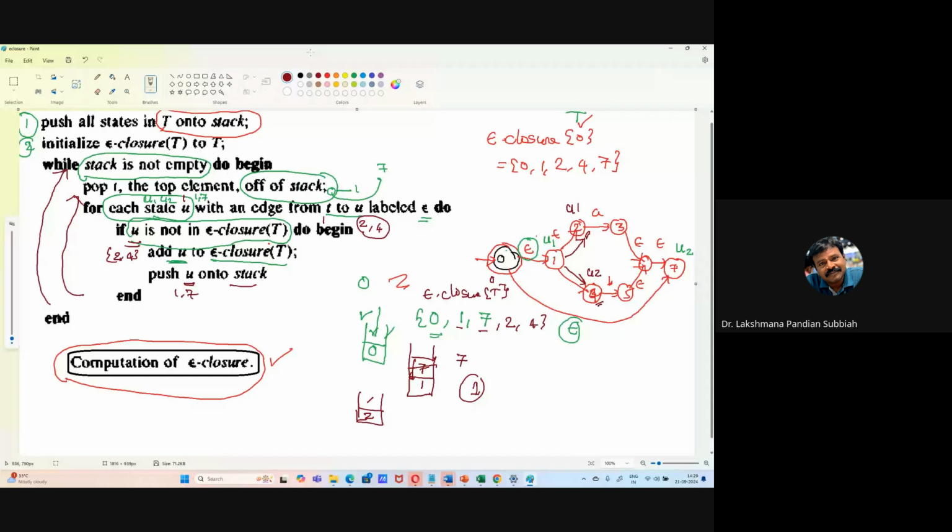Now pop out 4. From 4 there is no epsilon edge. Then pop out 2. There is no epsilon edge. Then the stack is empty, and we are completing the epsilon closure. So this is the case of epsilon closure, right? So these sets are the epsilon closure.